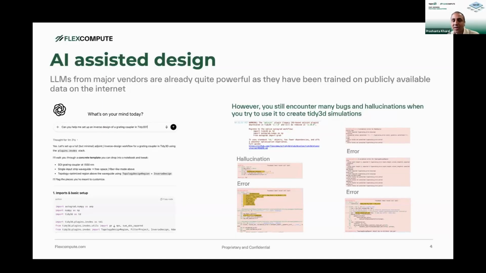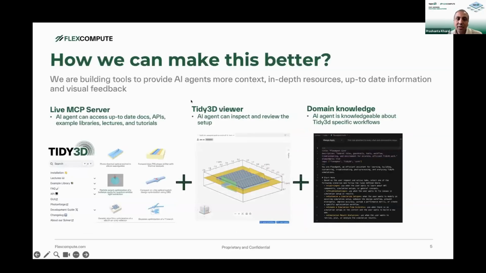And I think this is the part that creates a lot of friction when you try to use AI to solve a real problem. Because the problem you're trying to solve is to build an inverse design of a grating coupler, but then you run into all these issues, right? And so the question is, how do we make this better? We've been working to provide you with all the tools to get to your design faster. But now we're also building tools to provide AI agents more context, more in-depth resources, up-to-date information, and also visual feedback.